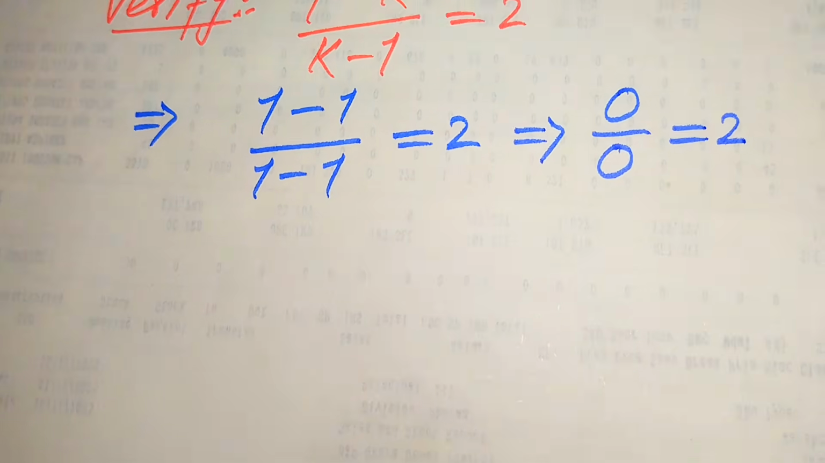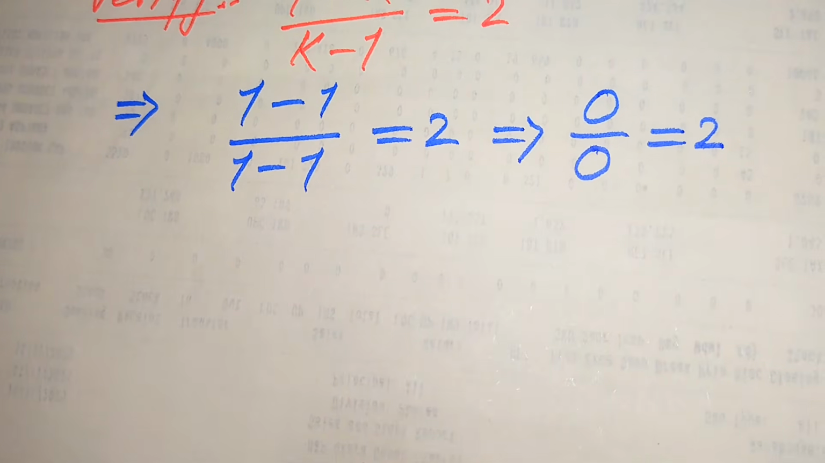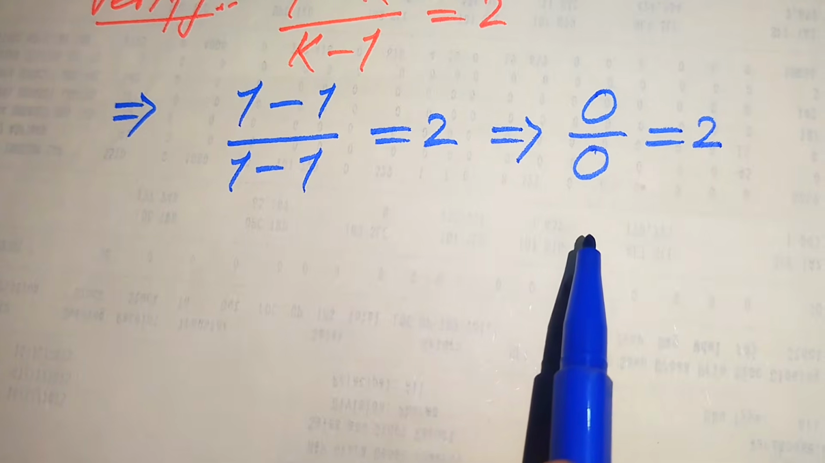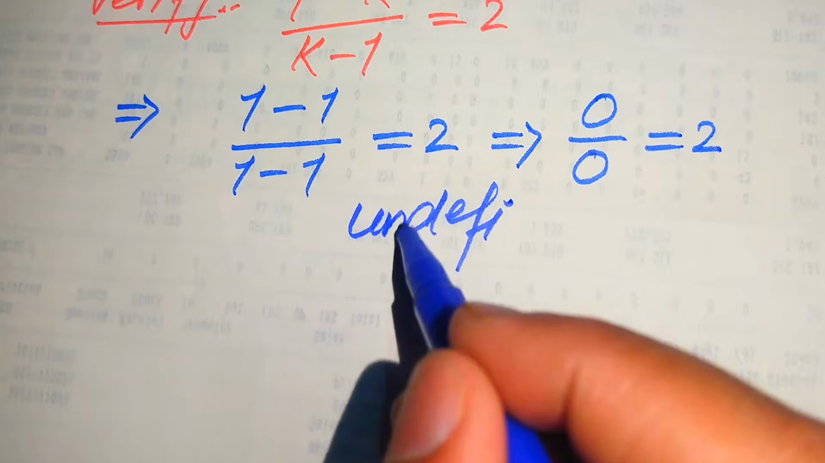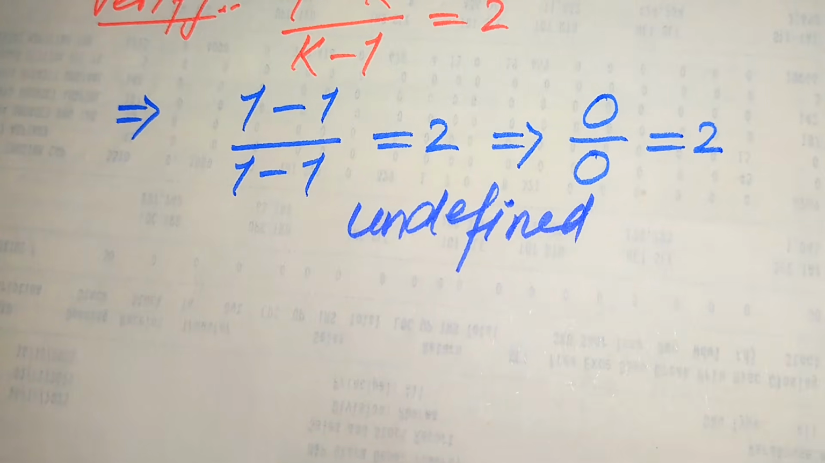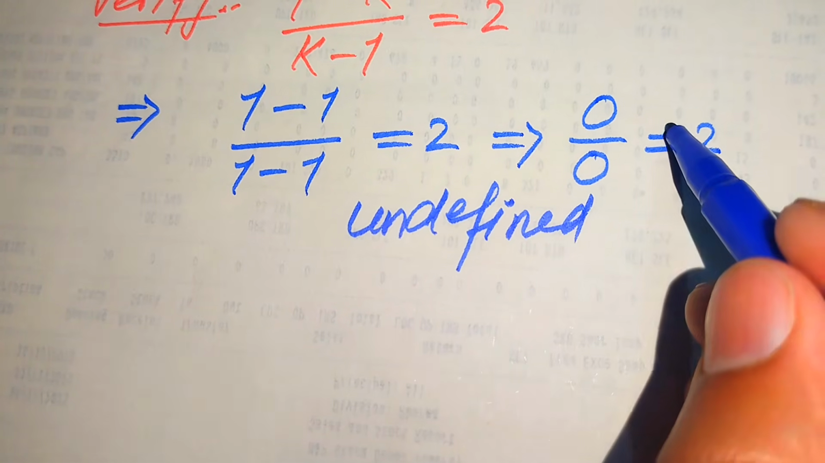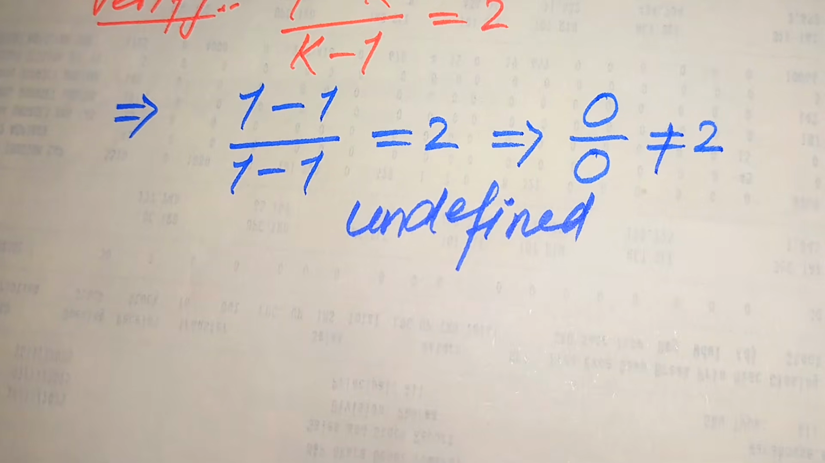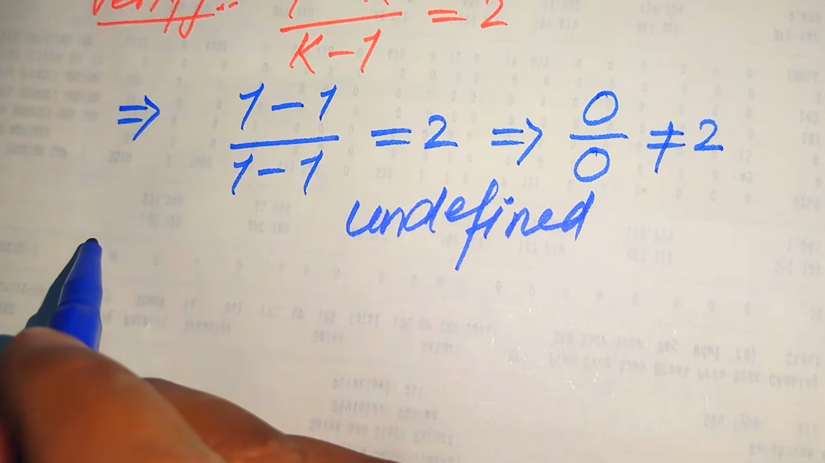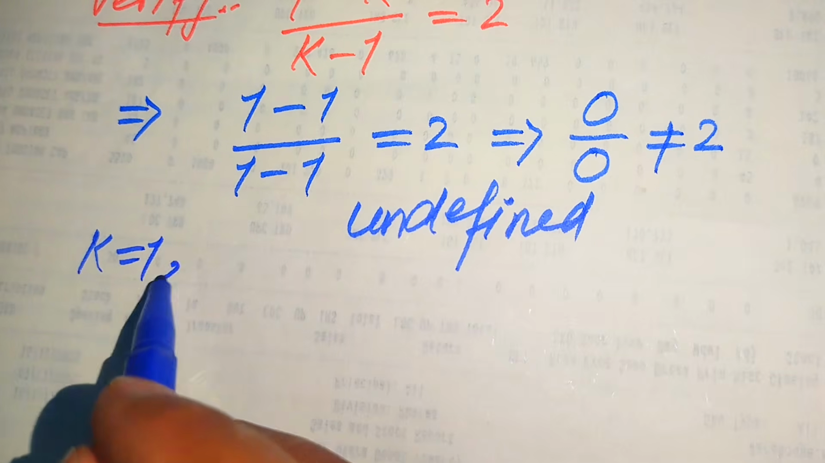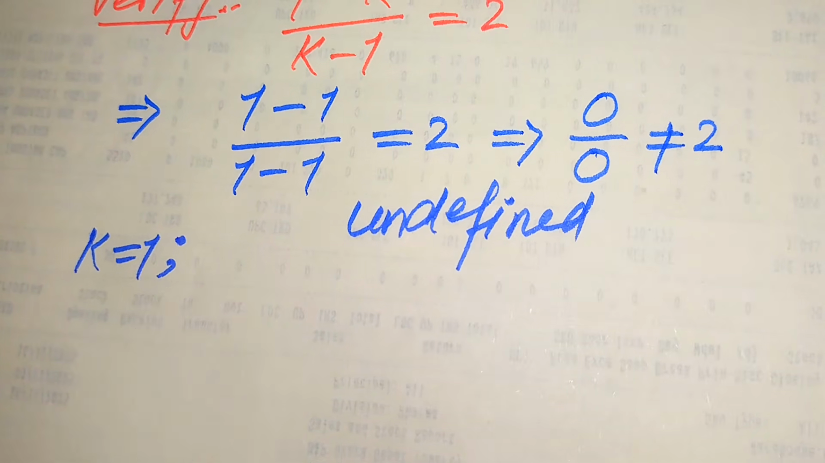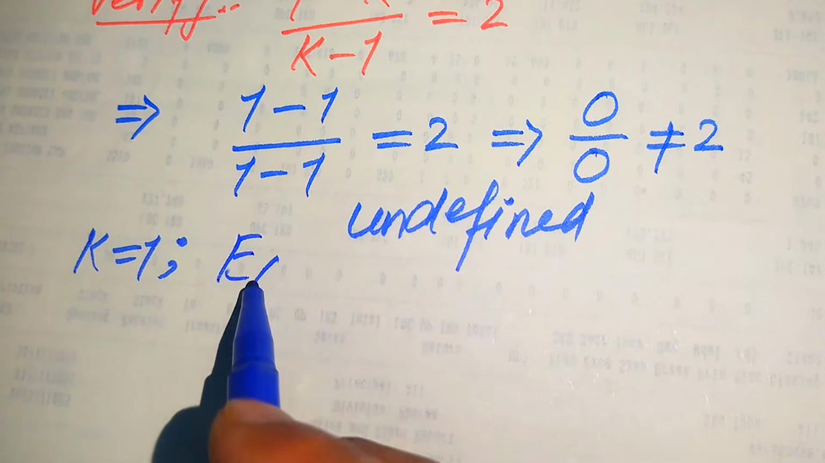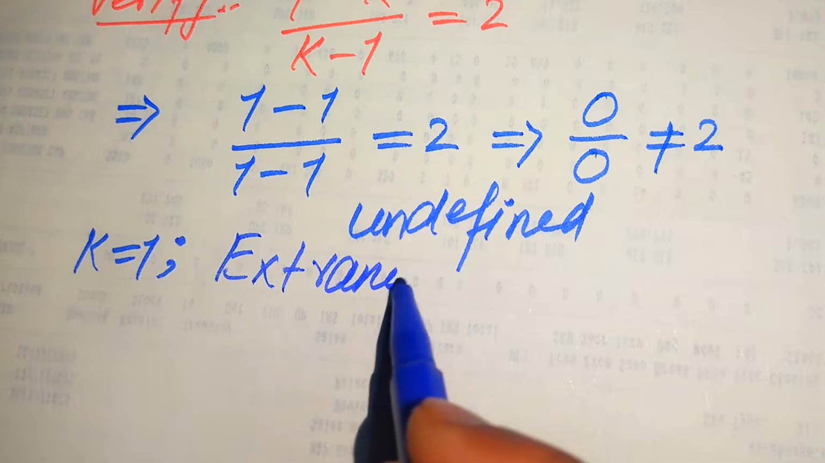You see here our left hand side becomes the 0 over 0 form, and it is usually called the indeterminate form, or in other words we say that it is undefined. So if our left hand side is undefined, this means that both of the sides are not equal, and if both of the sides are not equal, this concludes that the value k = 1 does not satisfy our given question statement. So we call k = 1 the extraneous root of the given equation, and we write here that this is the extraneous root.